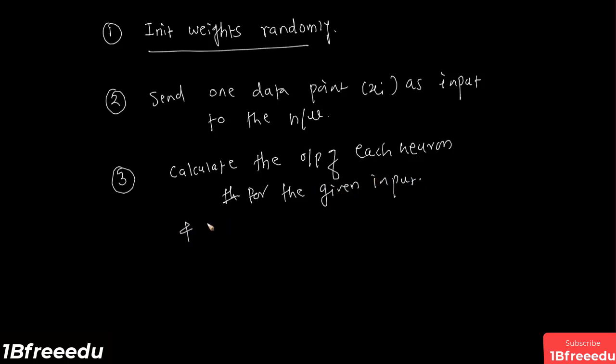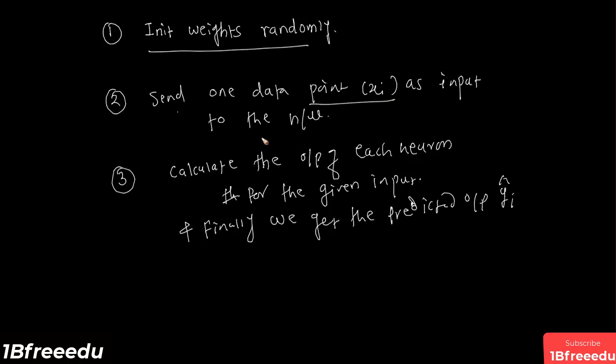And finally we get the predicted output, yi hat. So we sent one data point xi as input to the neural network, and for that input, we calculated the output of each neuron, and finally we get the predicted output yi hat. So this is called the feed forward step, because the input is flowing through the neural network in the forward direction, right?